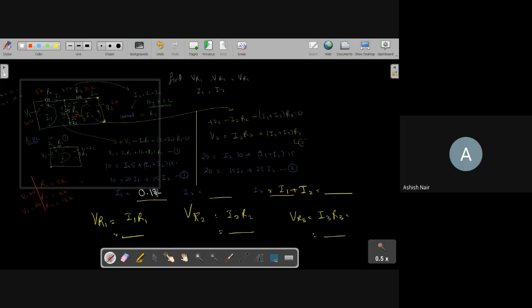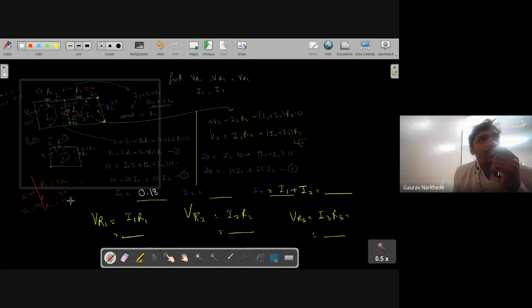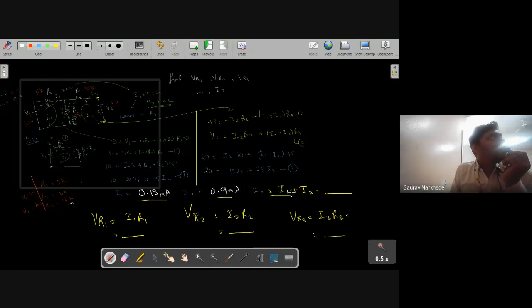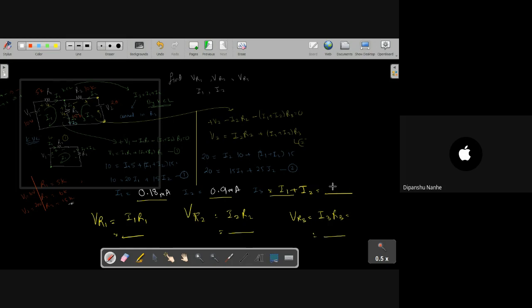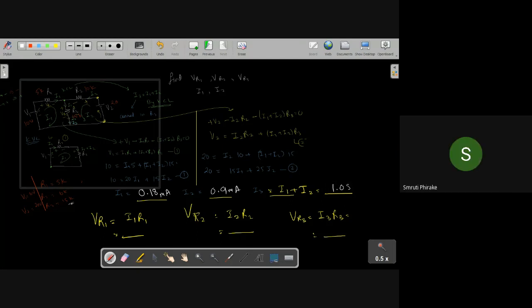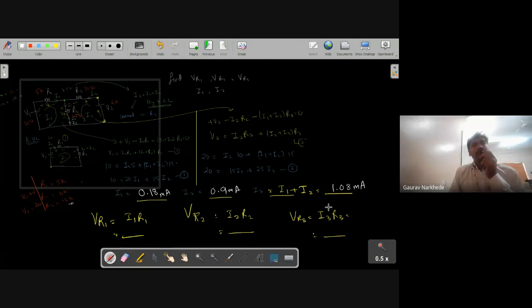Milliampere, because this was kilo, so this will be milliampere. Yes sir, milliampere. Okay, what is I2? 0.9 milliampere, right? Okay. And I1 plus I2 will be 1.08 milliampere.